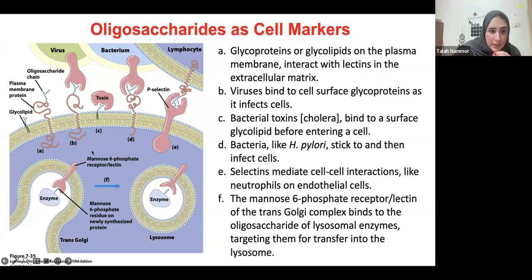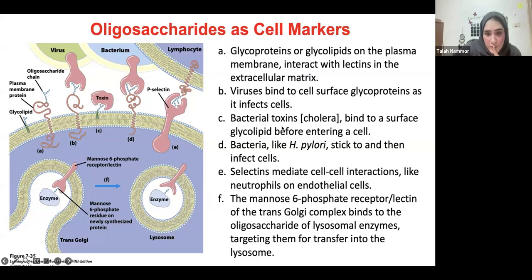Okay, B, in here, look at this. This is a virus, and this is the cell. We have a plasma membrane protein. This plasma membrane protein is basically exposing its oligosaccharide. So this oligosaccharide will bind to the viruses, and it's a way for the virus to get in. That's it. You don't really have to know these. Just know that it has a function as cell markers. That's it. Look at C.